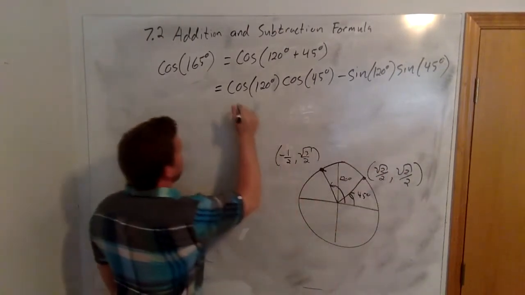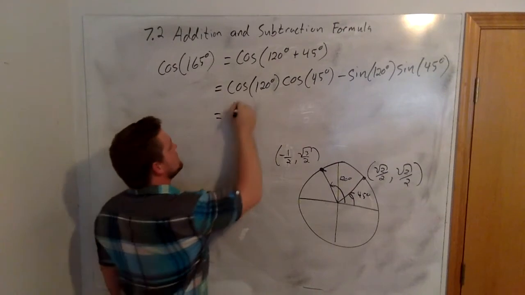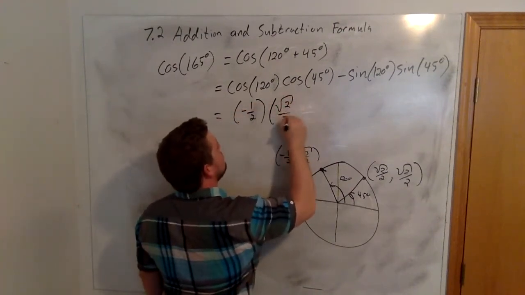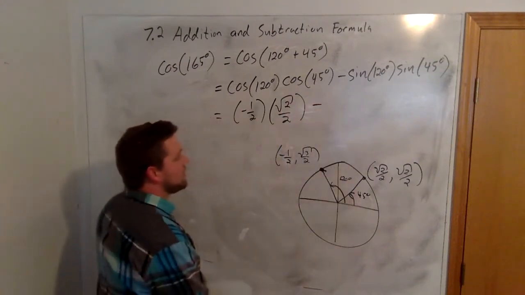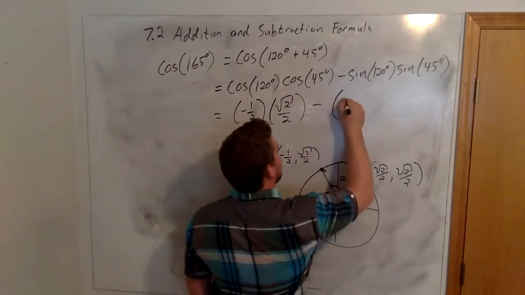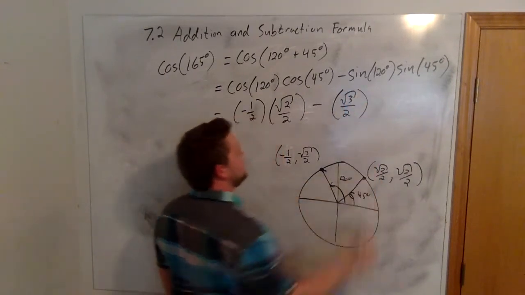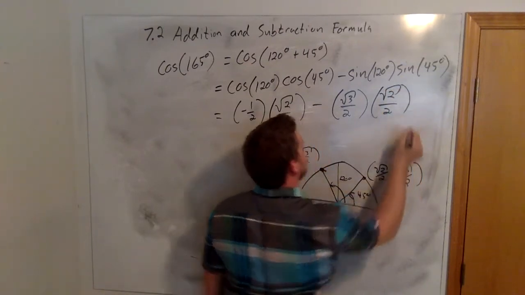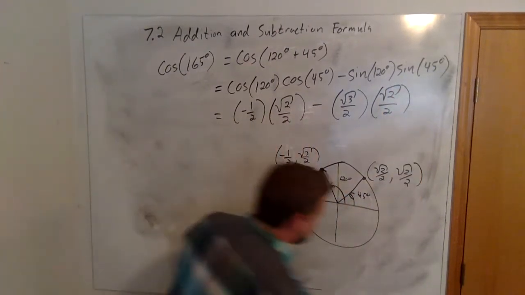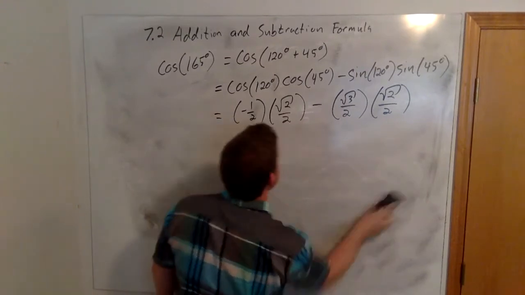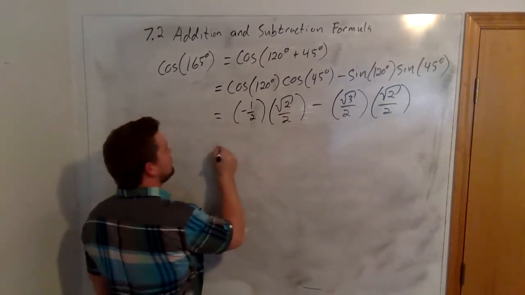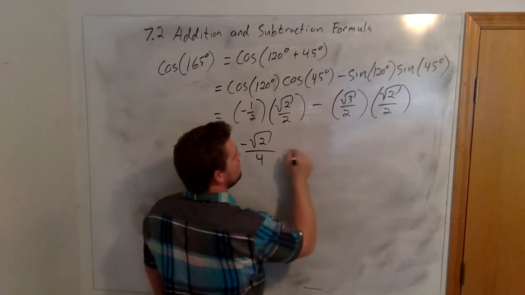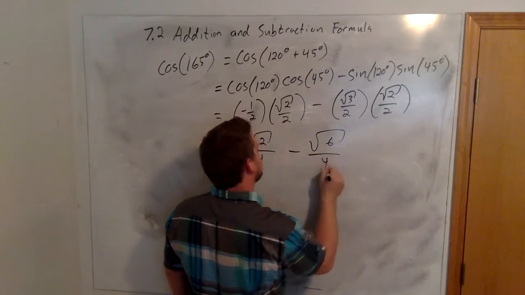So let's see what we get. Cosine of 120 degrees is a negative 1/2. Cosine of 45 degrees is root 2 over 2. Minus sine of 120 degrees is root 3 over 2, and sine of 45 degrees is root 2 over 2. Sweet. So what are we going to get here? This is going to be negative root 2 over 4 minus root 6 over 4.